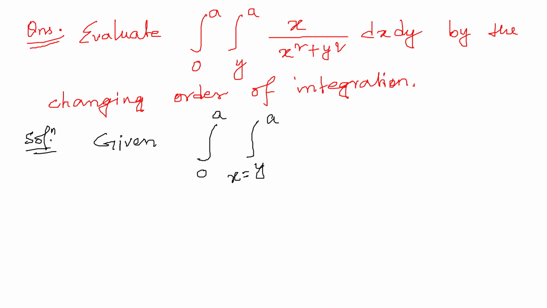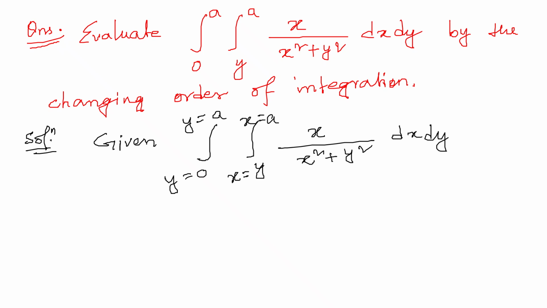As the limit was y to a, it is obvious that it is the limit for x. So x is equal to y to a, and here x is equal to a. And what is the remaining? The remaining is y is equal to 0 to a, so y is equal to a. And the integrand is x upon x square plus y square dx dy. This is the question given. Now we are going to change the order.